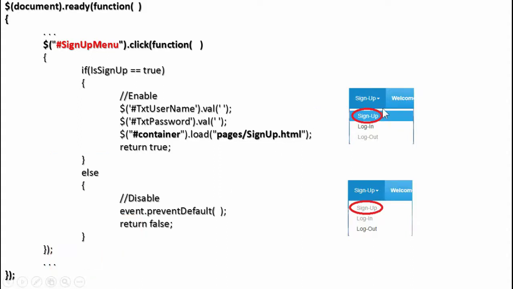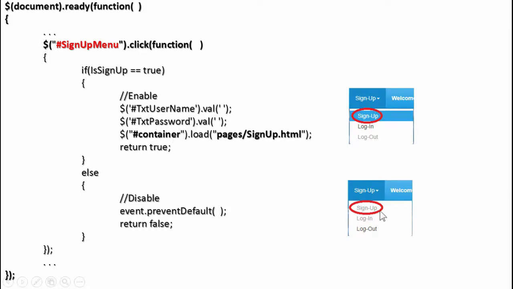Next, the sign up menu click event function is triggered when we click the sign up menu item, either the menu item is enabled or disabled. If the sign up menu item is enabled and we click it, it triggers the sign up menu click event function. Its action is to evaluate the if condition is sign up equal to true. I program the variable is sign up to contain a value true if the sign up menu item is enabled. Therefore, the condition evaluates to true, and then the CPU executes the codes inside the body of the if.